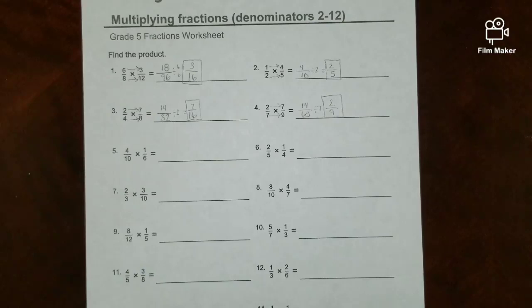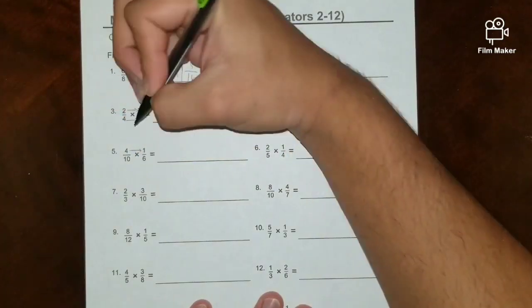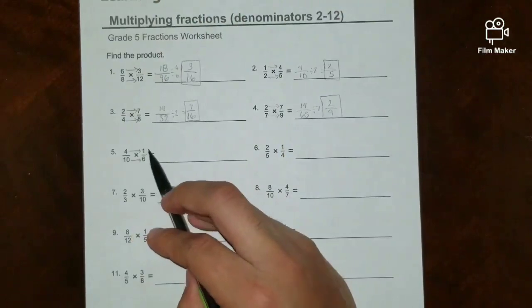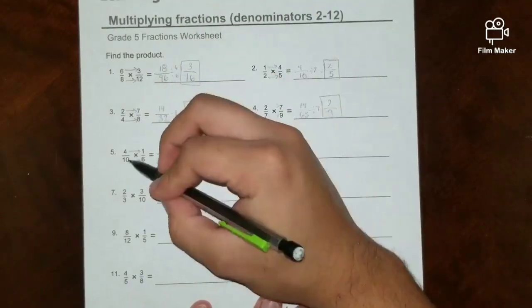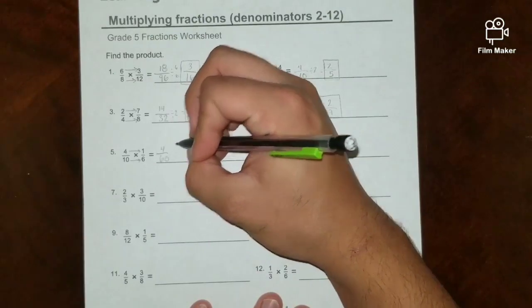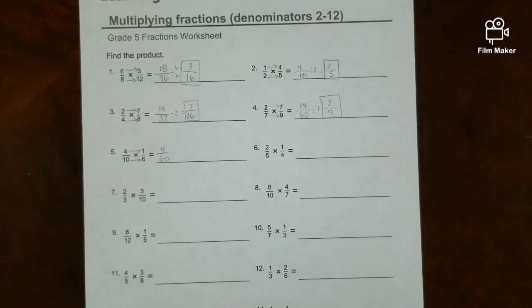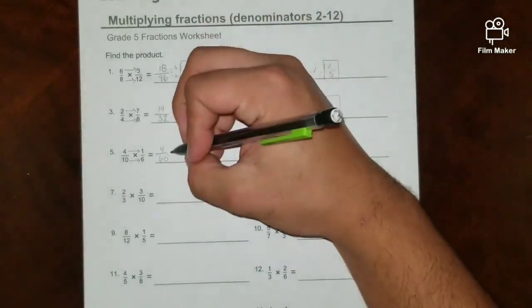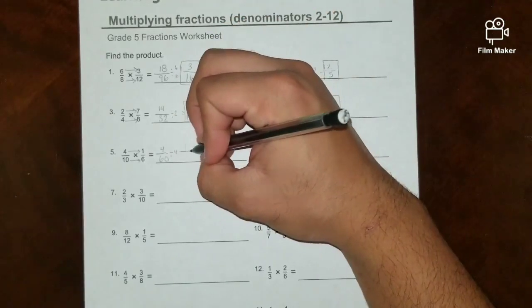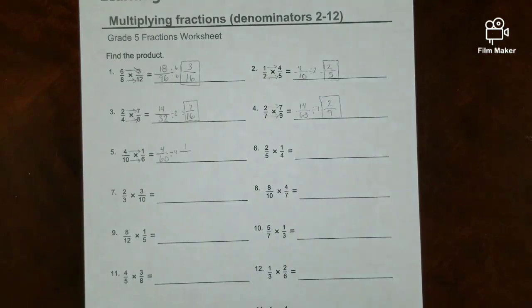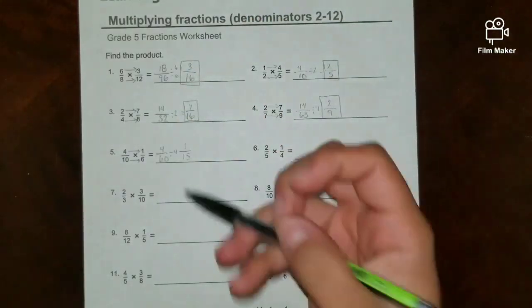For the next one, we have 4 over 10 times 1 over 6. So first, we need to draw our arrows so we know what we're multiplying with. So we have an arrow going from 4 to 1 and from 10 to 6. So 4 times 1 gives us 4 and 10 times 6 gives us 60. And since they're both even numbers, we can divide them. So if we divided them by 4, let's try 4, because there's a 4 in the numerator. 4 divided by 4 would give us 1, and 60 divided by 4 would give us 15. And that would be our final answer because 1 cannot be reduced any further.